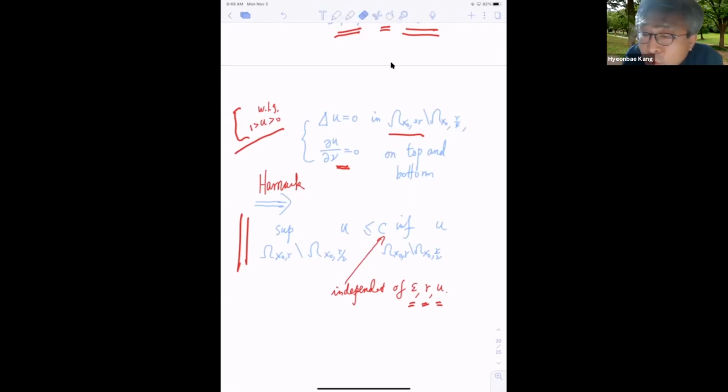Okay, thank you for a wonderful lecture and congratulations on good results. So you improved the estimates to 1 over square root epsilon in 3 dimensions, right?